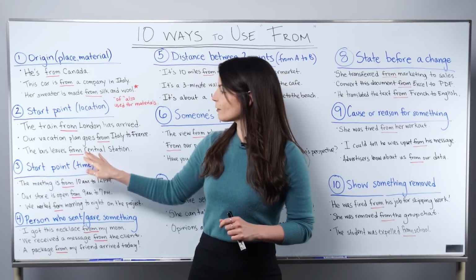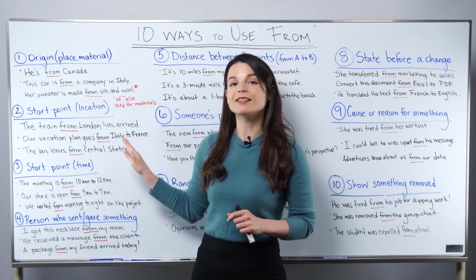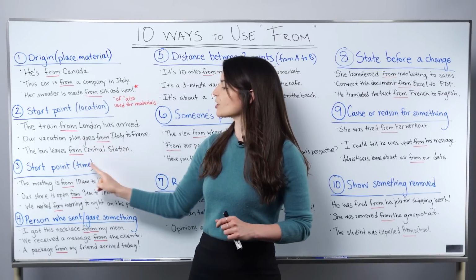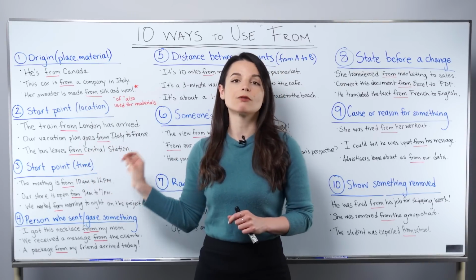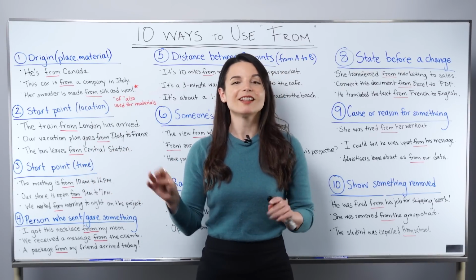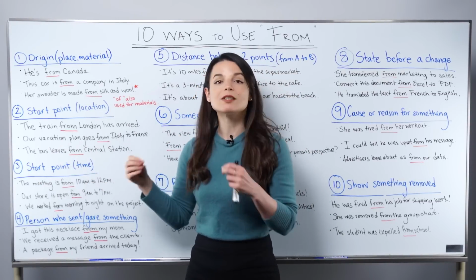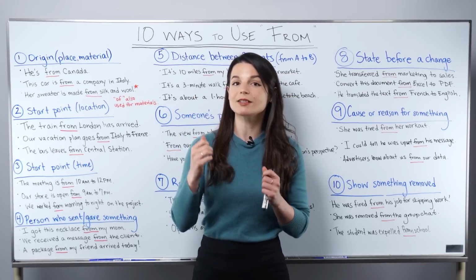One more example of this use. The bus leaves from Central Station. So again, we're talking about the start point of something. We use from to indicate that. Let's compare this now to use number 3, which is to refer to the start point in terms of time.